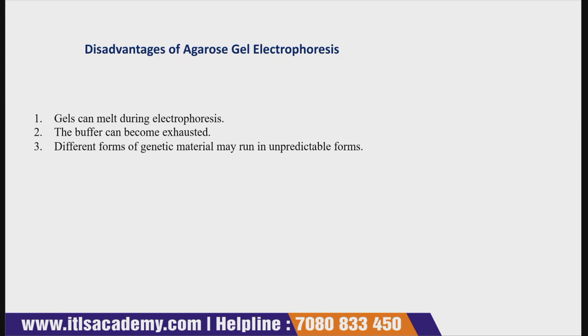Now we have talked about the advantages. Everything has advantages as well as disadvantages. If we talk about the disadvantages of agarose gel electrophoresis, the gel can melt during the electrophoresis, meaning whenever electrophoresis is conducted, the gel can get melted. This is one of the disadvantages. The buffer can become exhausted, meaning the buffer that you have used can become exhausted. Different forms of genetic material may run in an unpredictable form. This is again a disadvantage.